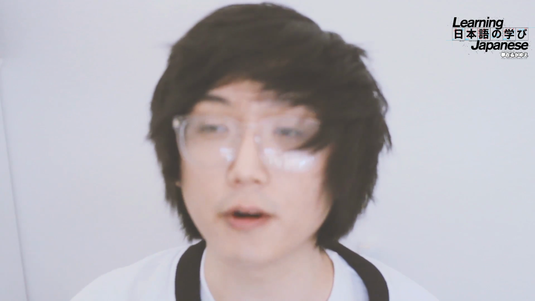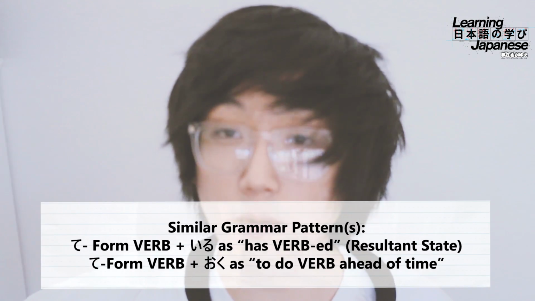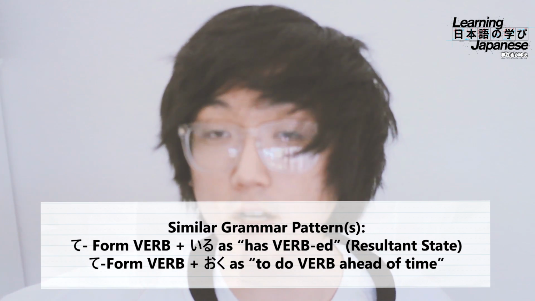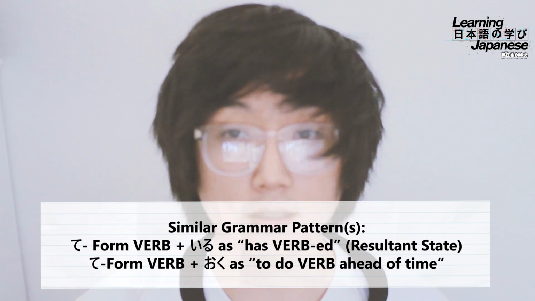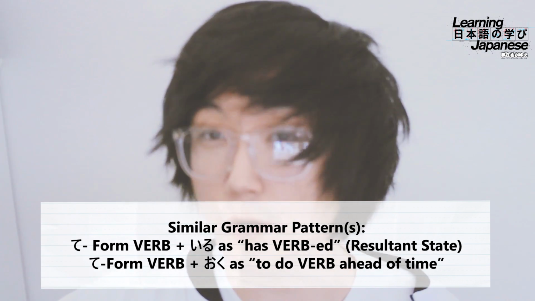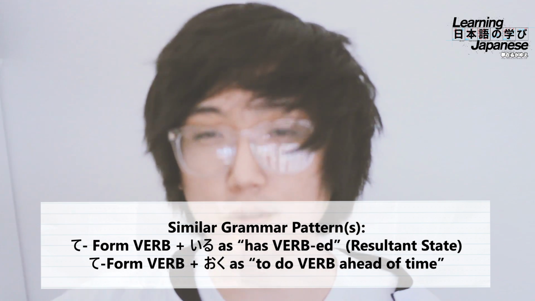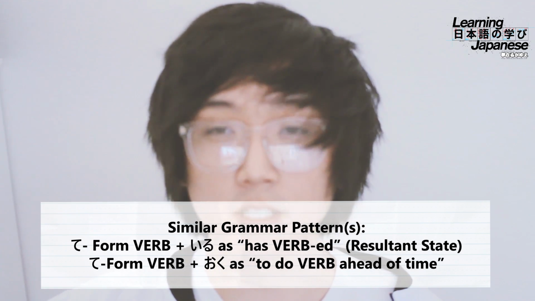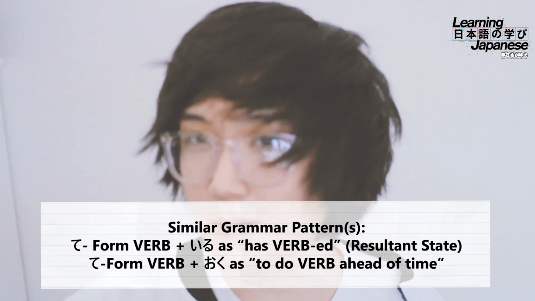We are going to do a separate video for the difference between this grammar pattern and the te-iru grammar pattern, as well as the te-oku grammar pattern. But just to give you a short explanation as to why, if we had used te-iru in this sentence, te-iru has basically two functions. Only one of the functions is resemblant to this grammar pattern here. If we use suru with the te-iru grammar pattern, it would have been shite-iru, which is ongoing action, which isn't the function that is similar to this grammar pattern.